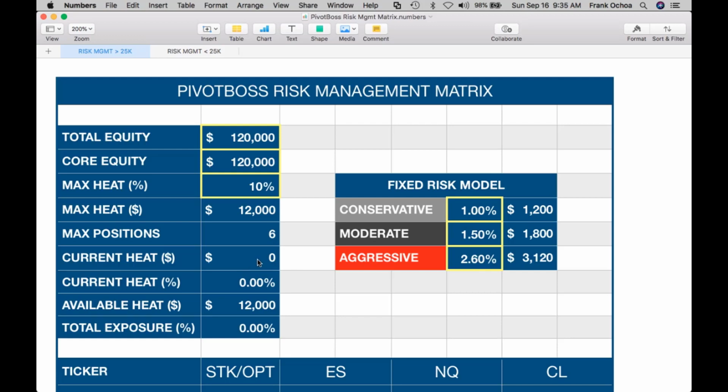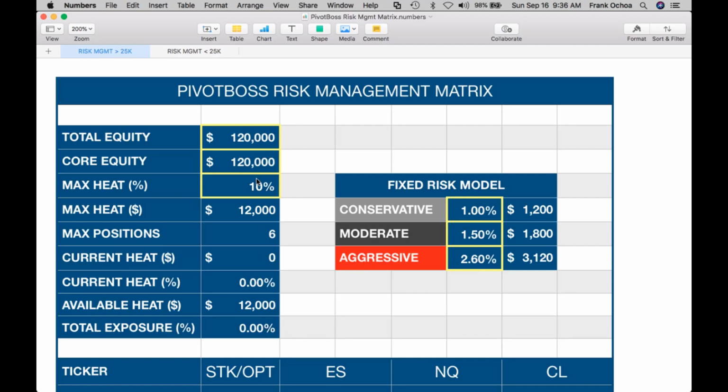The current heat would tell you how much you do have at risk at the moment. Current heat percentage would be the percentage that you have at risk of the available max. The available heat would be however much that you can still put at risk. And then the total exposure is how much you have at risk as a percentage of overall total equity. So those are very, very important to know and understand.